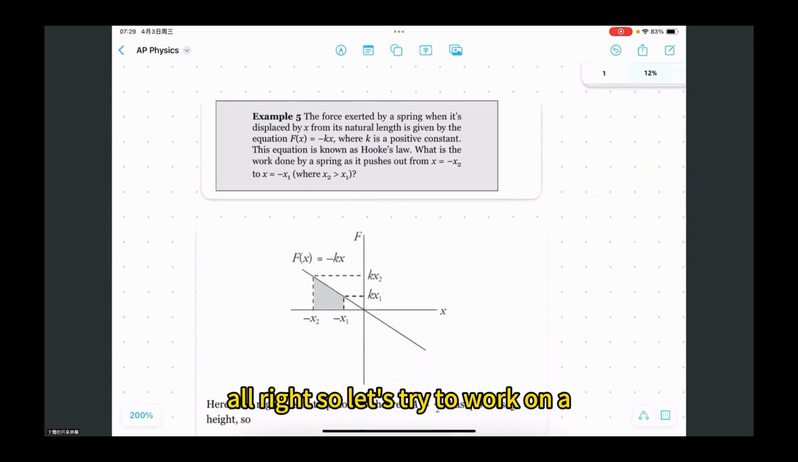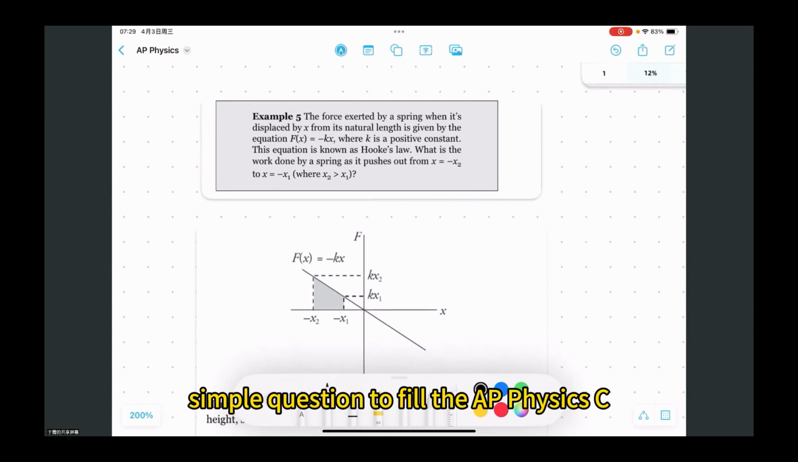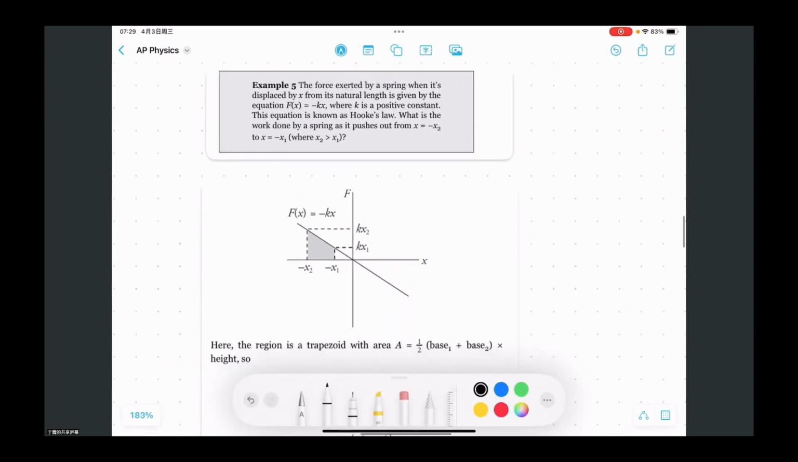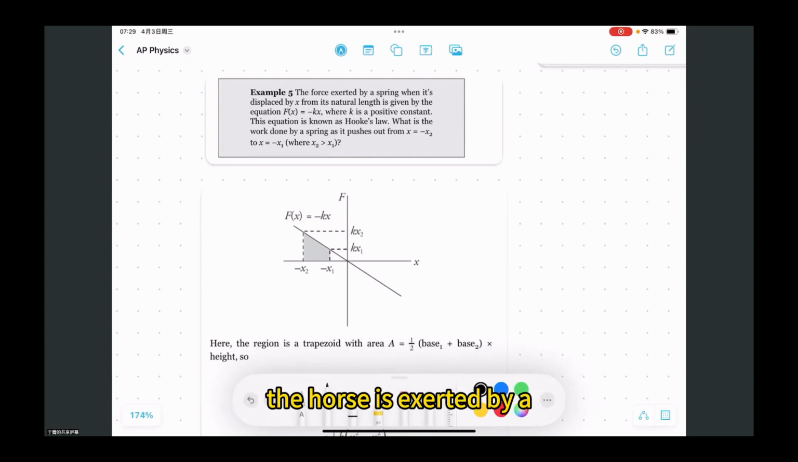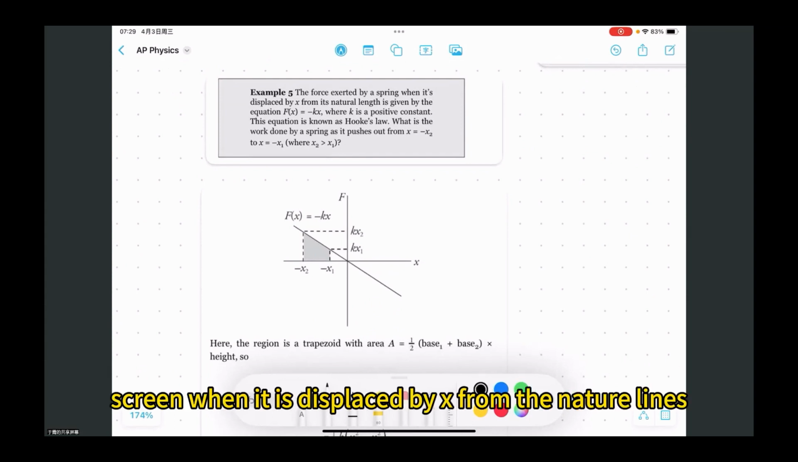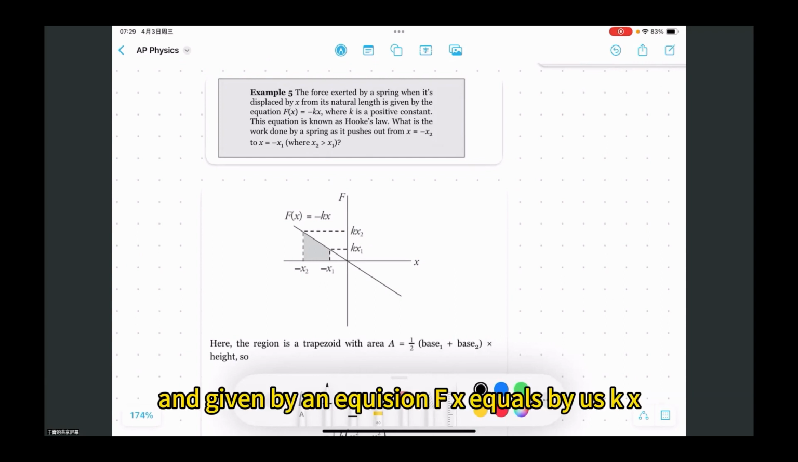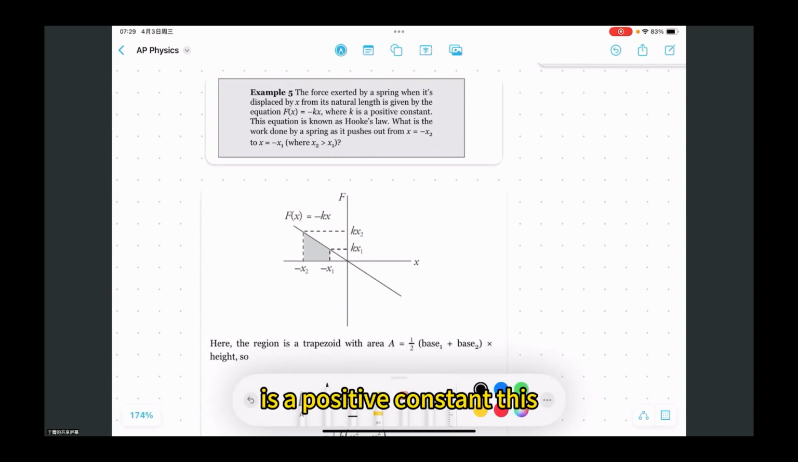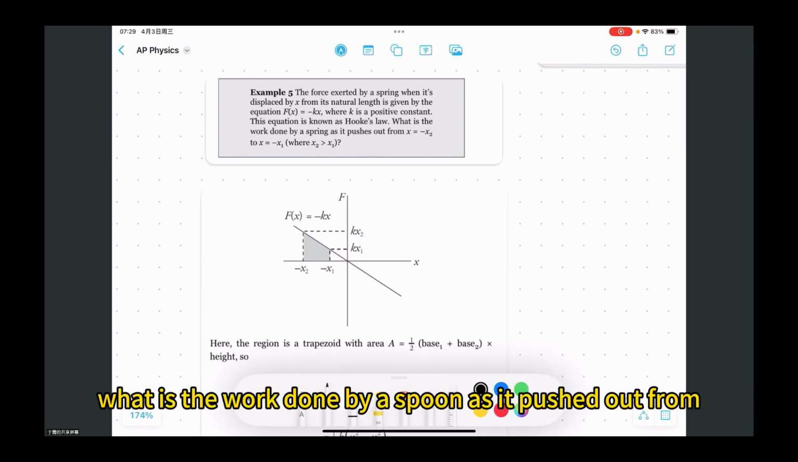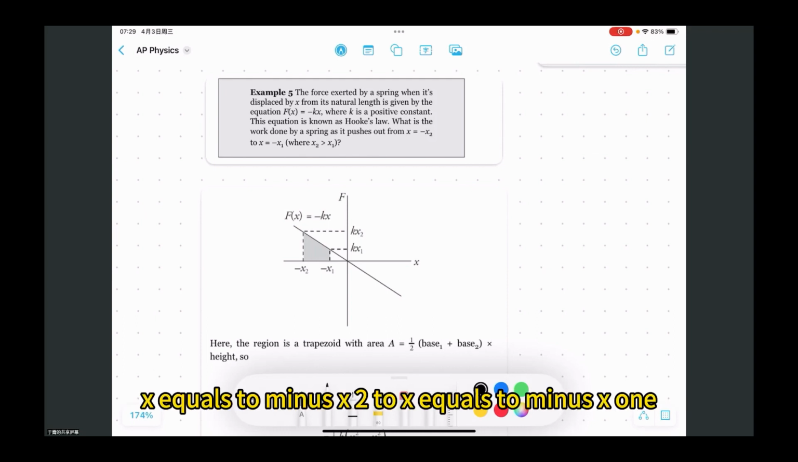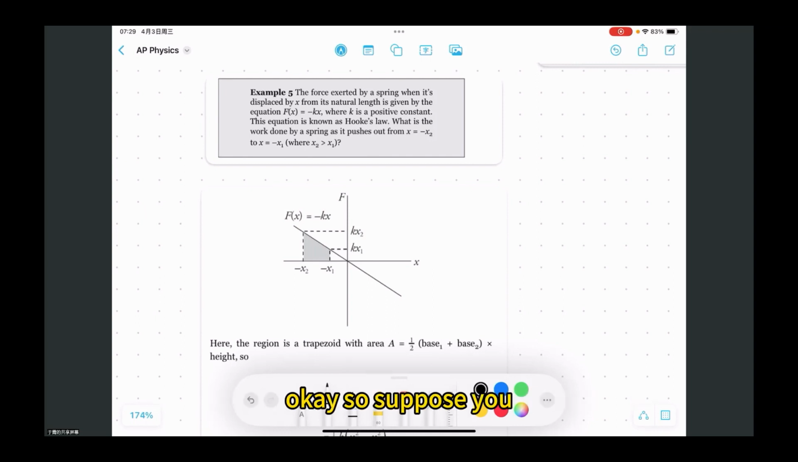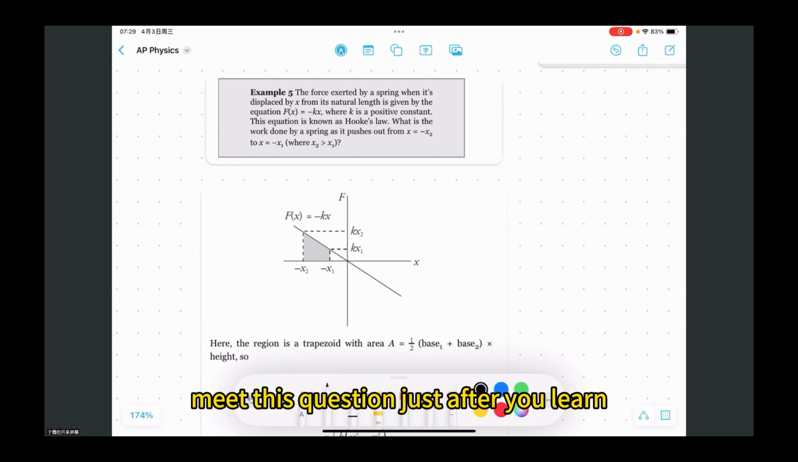All right. So let's work on a simple question to feel AP Physics C. Let's check this question. The force exerted by a spring when it is displaced by x from its natural length is given by the equation Fx equals minus kx, where k is a positive constant. This equation is known as Hooke's law. What is the work done by the spring as it is pushed from x equals minus x2 to x equals minus x1?